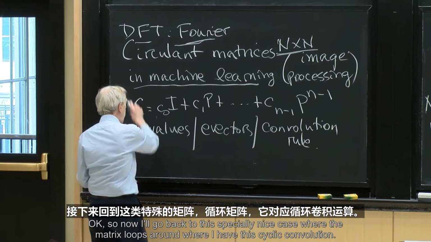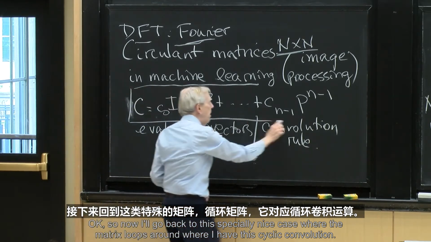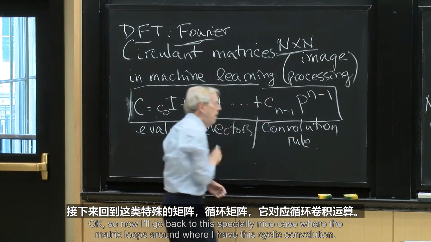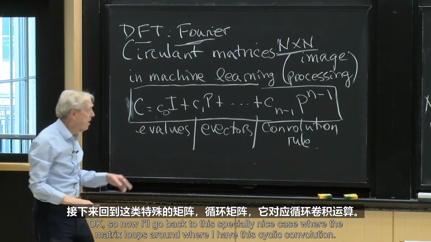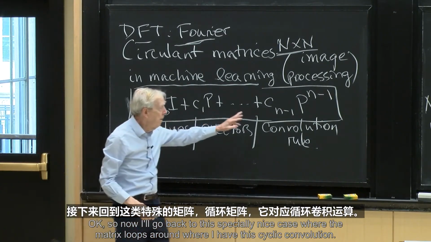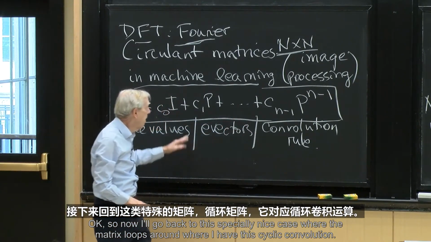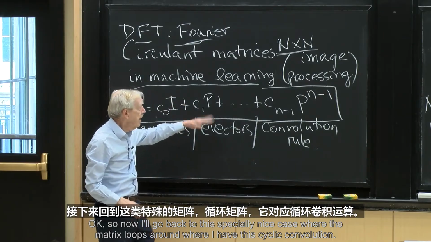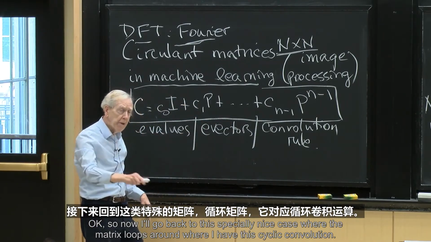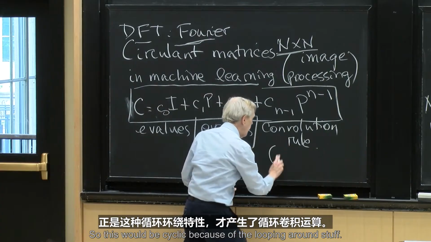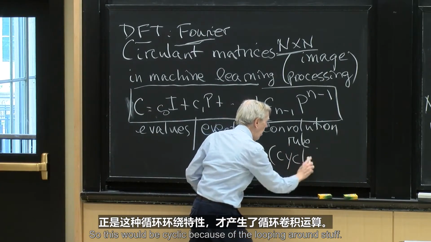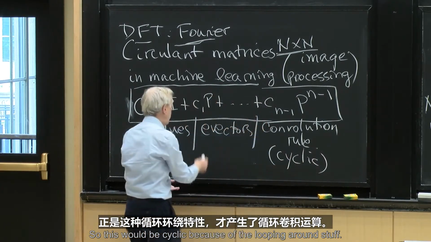Okay. So now I'll go back to this especially nice case where the matrix loops around, where I have this cyclic convolution. So this would be cyclic because of the looping around.